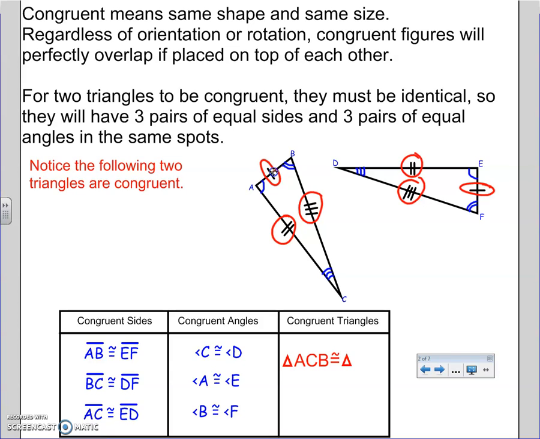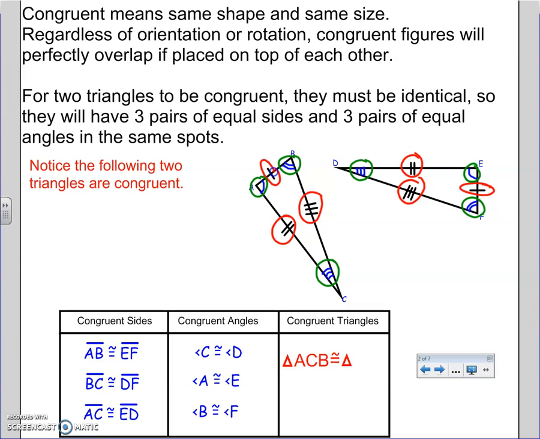Let's look at the angle marks. Angle C has 3 marks right here. That is equal, or congruent, to angle D. That's good. Angle A has 1 mark. That's the same as this 1 mark, E. And this B has 2 marks. That's the same as this 2 marks, F. So 3 pairs of equal sides, 3 pairs of equal angles in the same spots.